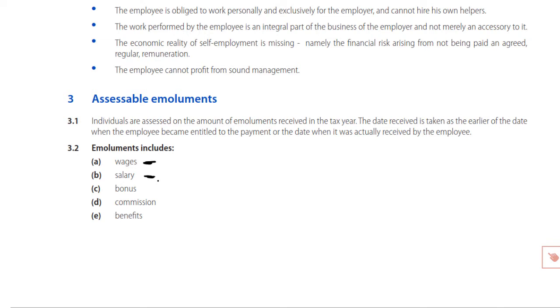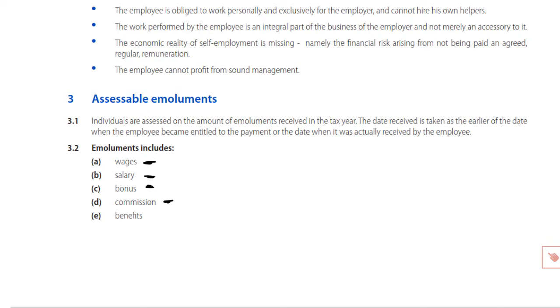For example, if you work for a business that is then successful, we hope, then a part of the profits of the business, once determined, may be paid out to employees in the form of bonuses. So bonuses would be a part of the emoluments, the employment income that you have. If you are working in sales, depending on the level of sales that you achieve, you may receive a commission on top of your normal salary or wage.